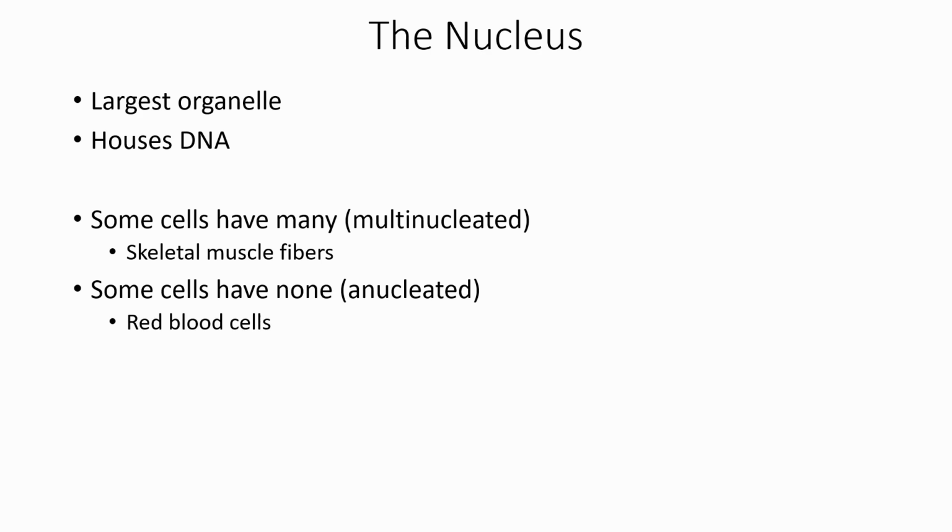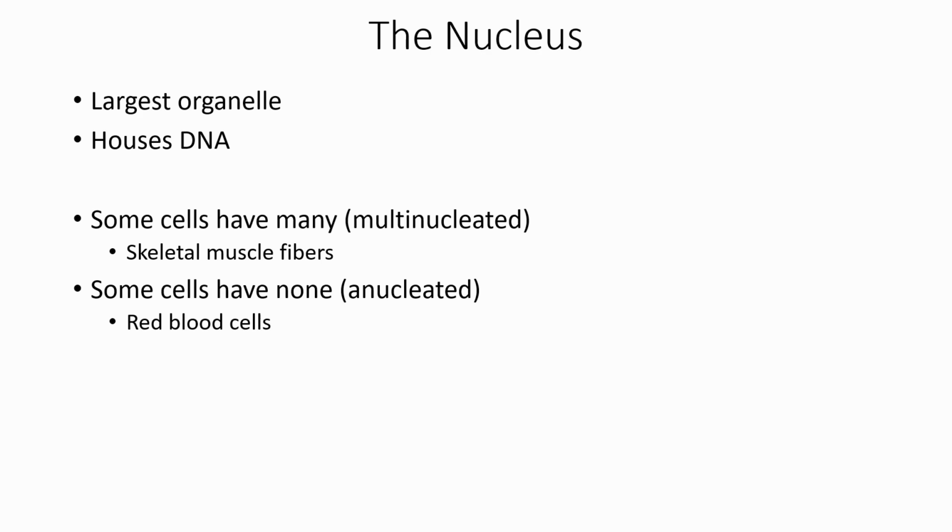Some cells actually have many nuclei, meaning they're multinucleated. Your skeletal muscle fibers, your skeletal muscle cells, are a really good example of that, where they have one single cell, but there are lots of nuclei on the inside. And that's one of the key things you can use to identify skeletal muscle cells. And then some cells actually have none. They don't have one. They're anucleated.